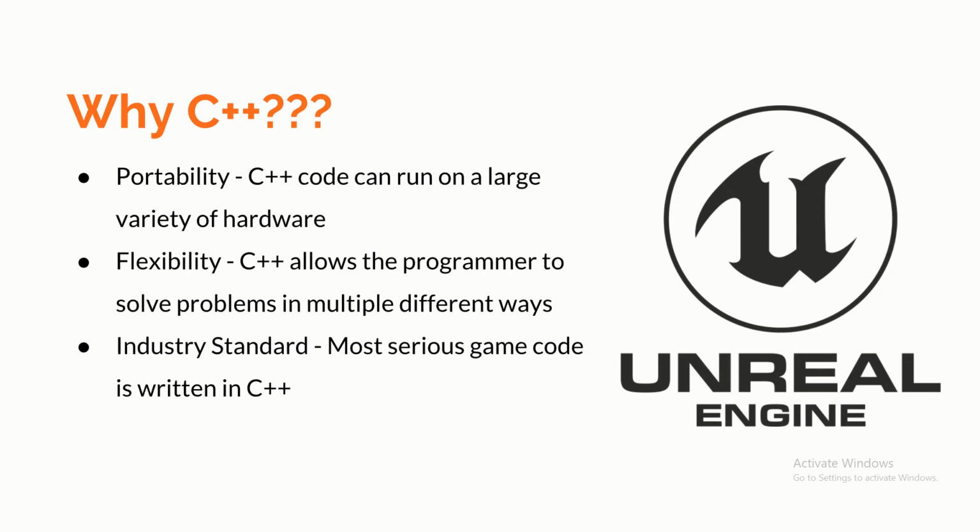And the last and probably most important part is that because of the first two, C++ has become the industry standard in game development. Most serious game code is written in C++. That includes anything that you would see on most console games. Most PC games are written in C++ unless they're written with Unity. Unity uses C#, which is a very different language. Don't get the two confused because of the C there. And C++ is what powers Unreal Engine.